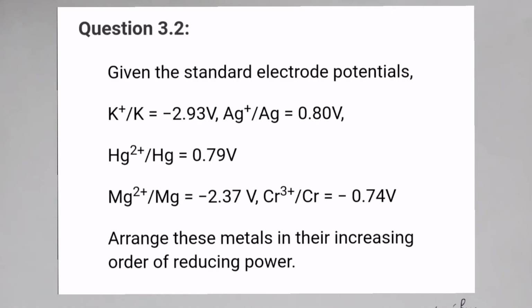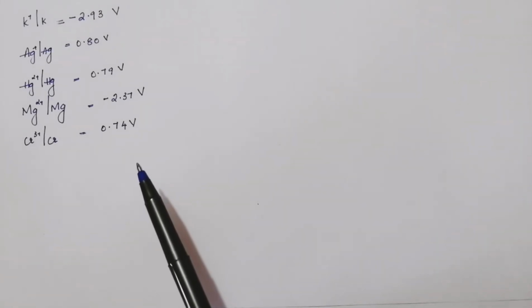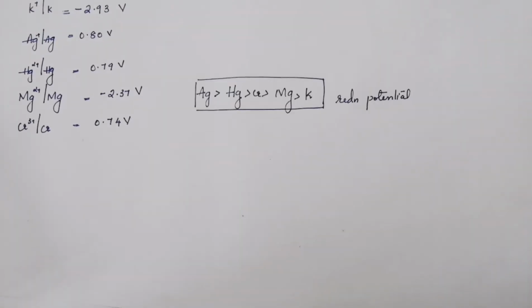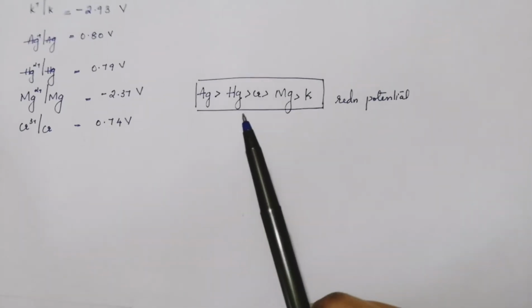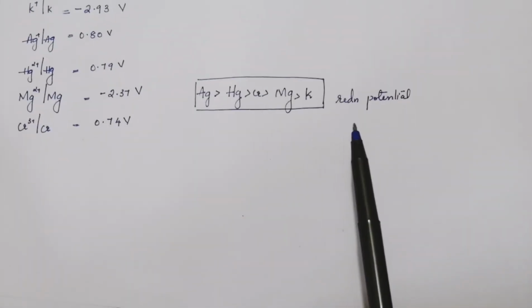Question number 2 says, given the standard electrode potentials, and then we have standard electrode potential for potassium, silver, mercury, magnesium and chromium. Now the question is, arrange these metals in the increasing order of their reducing power. This is the electrode potential of these metals. We know that greater the positive value, greater will be its reduction potential. So on the basis of that, I have written the order of the reduction potential.